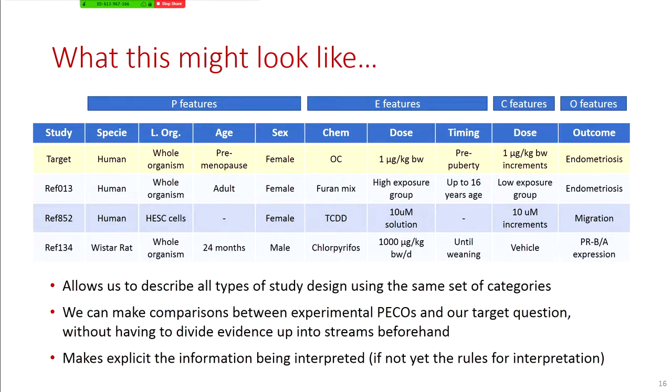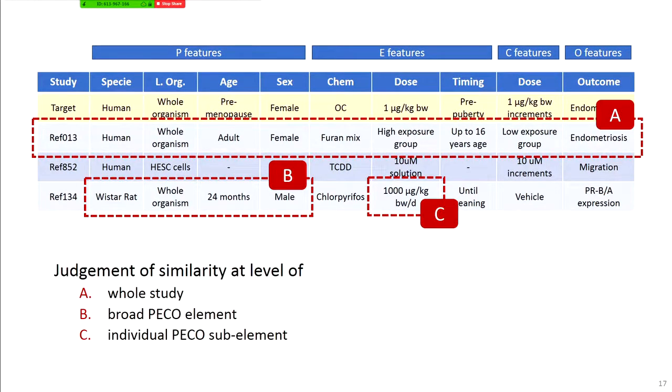And we can make explicit the information that we're interpreting, so these study features, even if we don't yet know the rules for interpretation, which is just flagging some of the computational work we go into a bit later. We can judge similarity at the level of the whole study if we want to be very low resolution. At moderate resolution, we might do it at population or exposure or comparator or outcome, or we might do it at the level of individual PICO sub-element. I suspect it would be the level of individual PICO sub-element, which would be important because these are really important characteristics that we're hearing about this morning for determining whether an animal study is going to be predictive of human health outcomes, or whether we should be including an in vitro study in our systematic review, right?